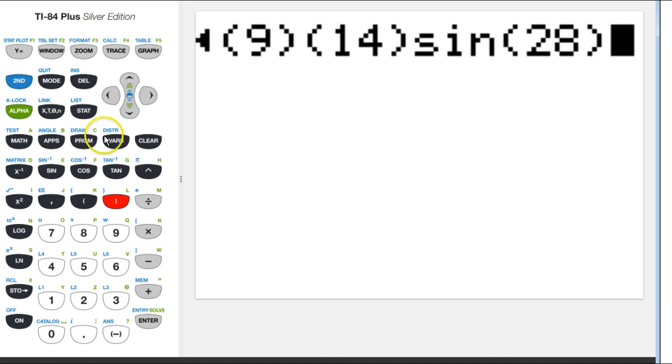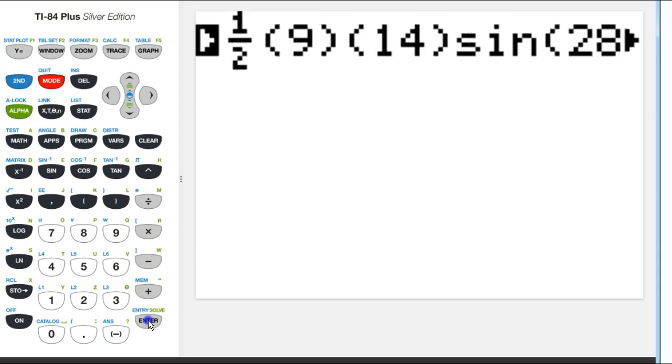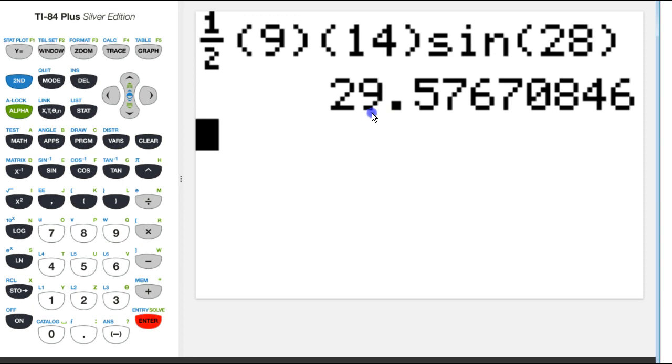Okay, real quick, I need to make sure my calculator is in degree mode. I have been burned by that before. So I'm going to hit mode and make sure I'm in degree mode. We're good. Boom. So I'm getting 29.577. Got to round up.